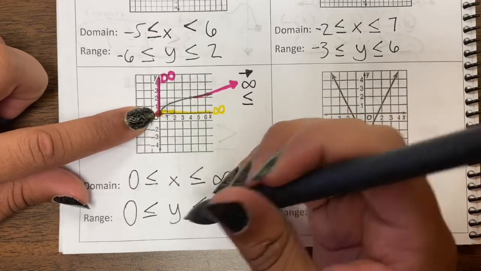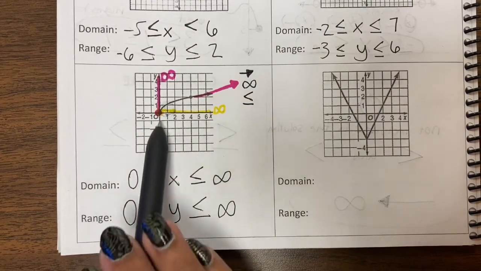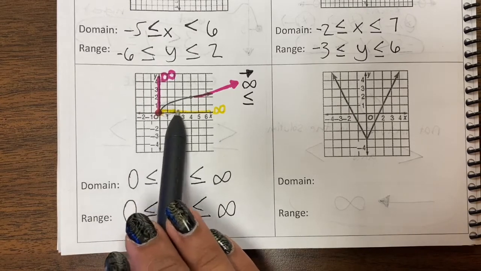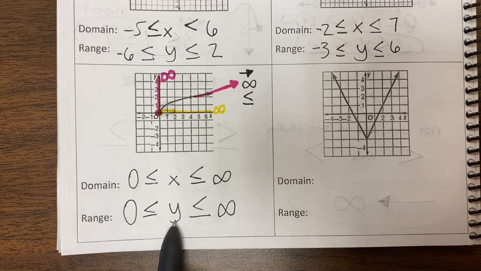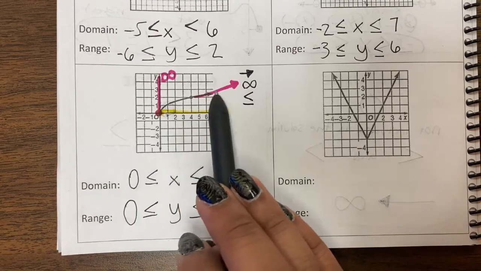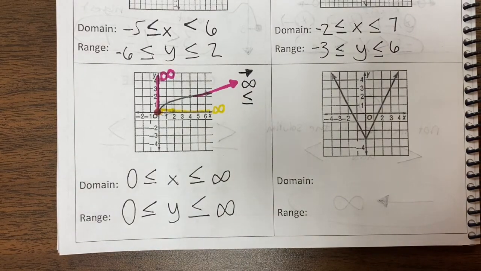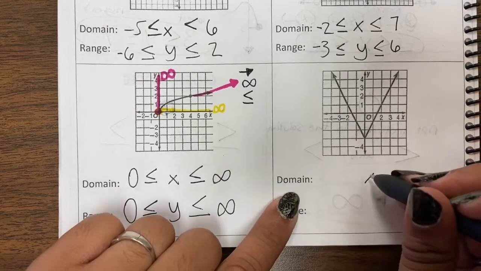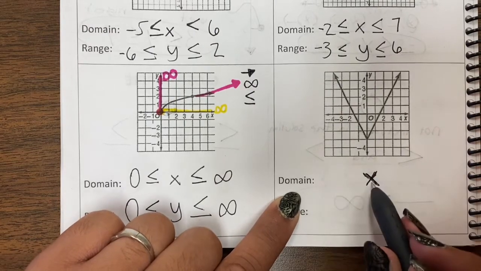So this is basically saying the domain, this graph is going to start off at 0 and continue going right forever to infinity. And the range is saying that 0 is the lowest point on the graph, but that it's going to continue going up forever until infinity. Now let's look at our last example. Remember, domain is the set of all x values. So always write the x, because domain is going to be x values.